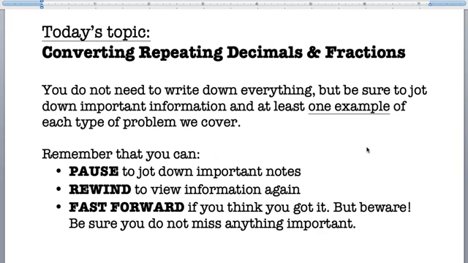Hi everybody! Today we are covering converting repeating decimals and fractions.